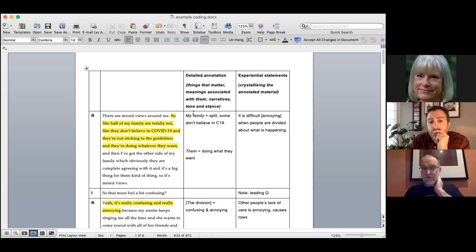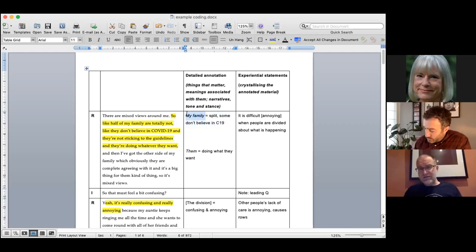And then I would be doing this. So the first order coding is really about identifying the things that matter to the participant, things that are in their life world, and the relationship that they have to those things. So nice, neat example here. My family is a thing, it's an important part of the person's life world. And the meaning associated with it here is that we're split. Half of them don't believe in COVID-19, half of them do. And there's a sense, even in this short extract, that the participant sees themselves in the other half. There's them and they're doing what they want.